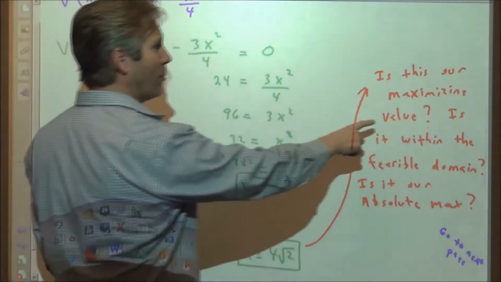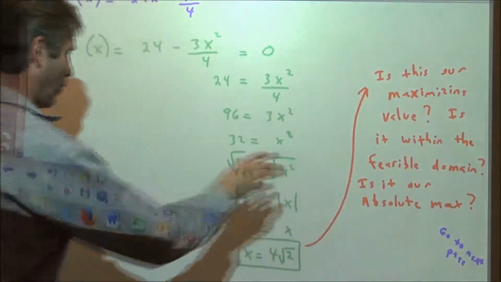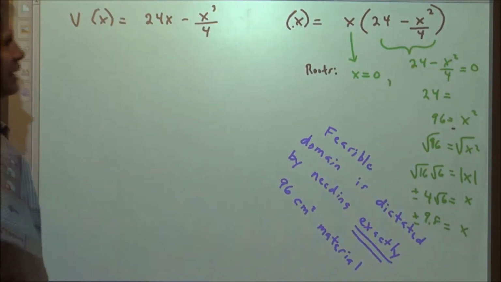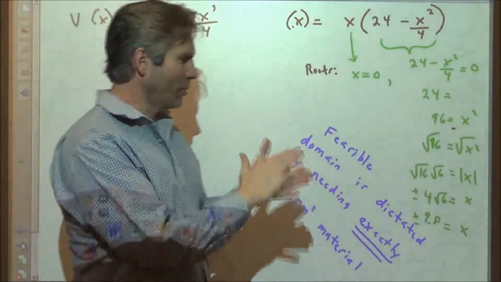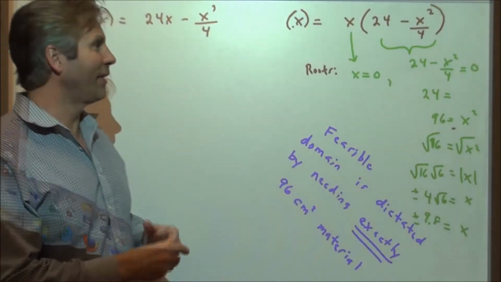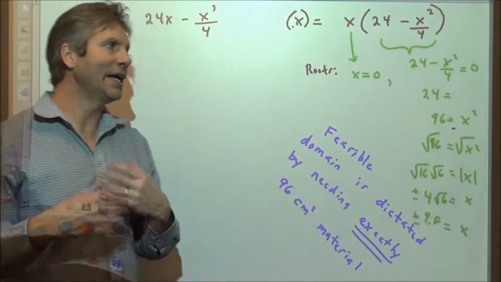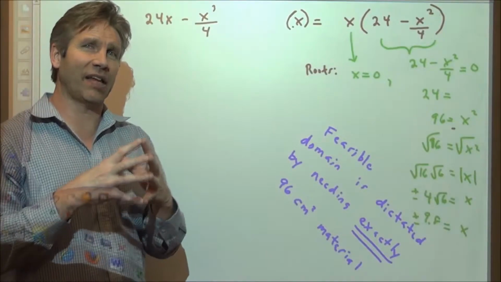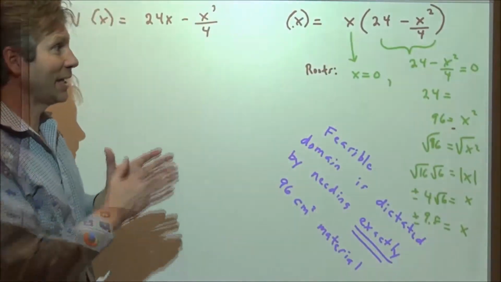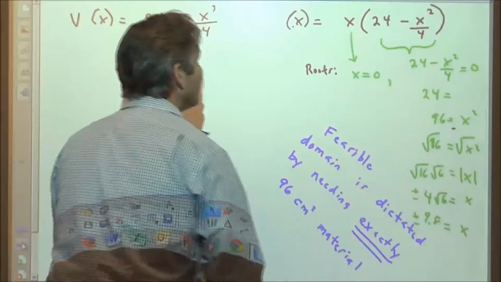The question is, is this our maximizing value? Is it within our feasible domain? Is it our absolute max? To answer that question, let's go here. This is our volume function in factored form. Now, here's what we would like to realize. The feasible domain is dictated by needing exactly 96 square centimeters of material. The nice thing is, when we made the substitution of an x quantity for the y, it was based on us obeying the 96 square centimeter constraint. So that information ends up in our objective function, mathematically. So if we think about it from a mathematical algebraic standpoint, all we need to do right now is take our volume function.